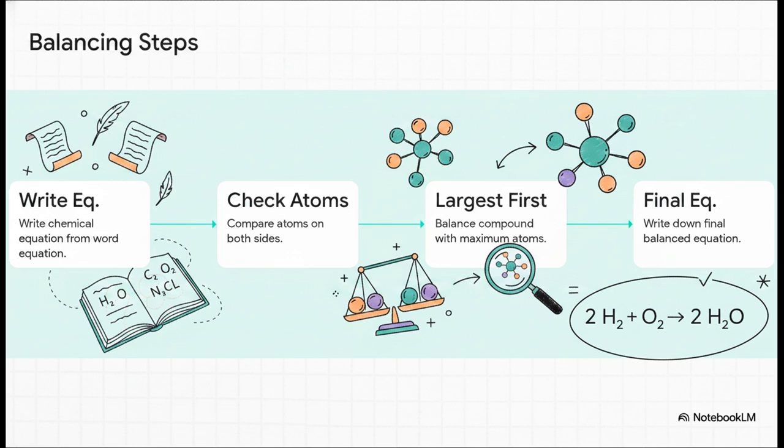Step 1. Write the chemical equation out from the word equation. Step 2. Systematically check if it's balanced by counting up the atoms. Step 3. Start your balancing act with the compound that has the maximum number of atoms. It's just easier that way. And Step 4. Write down your beautiful, final balanced equation.